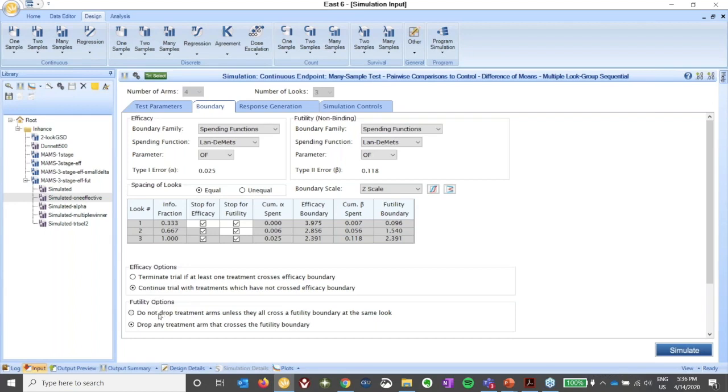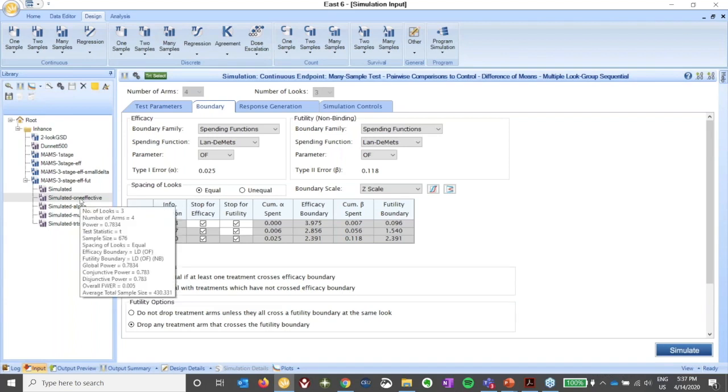On the same token, you can also simulate different futility options. The way that we designed the study, we would drop any treatment arm that crosses the futility boundary, and we would stop the study if all of the arms cross a futility boundary. Here, you also have the opportunity to not drop treatment arms unless they all cross a futility boundary at the same look. So there are some modifications of the MAMS design that will allow you to explore different implementations of umbrella studies through the power of simulation.